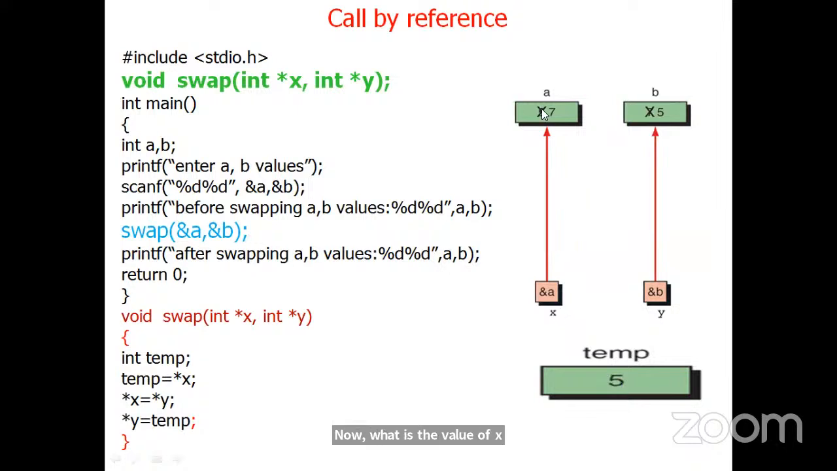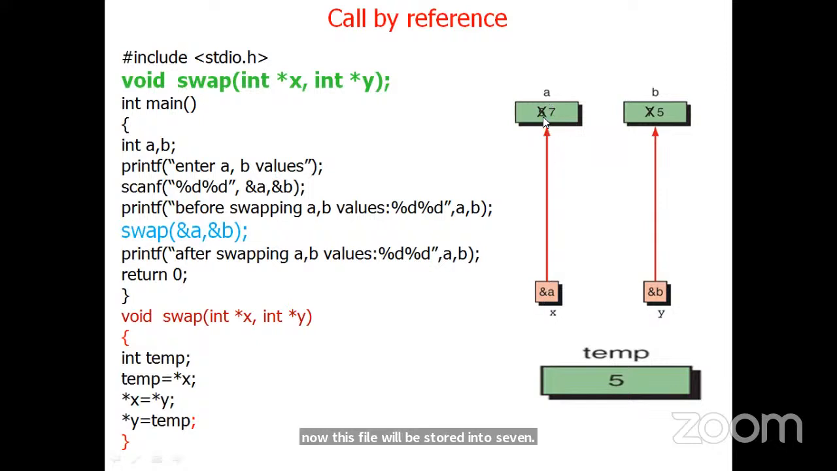Initially it is 5, not 7. Now 5 will be stored in temp, and *x = *y. So what does *y mean? y is pointing to 7 initially. Now this 5 will be stored into 7 here. Now it is affected, you see here.